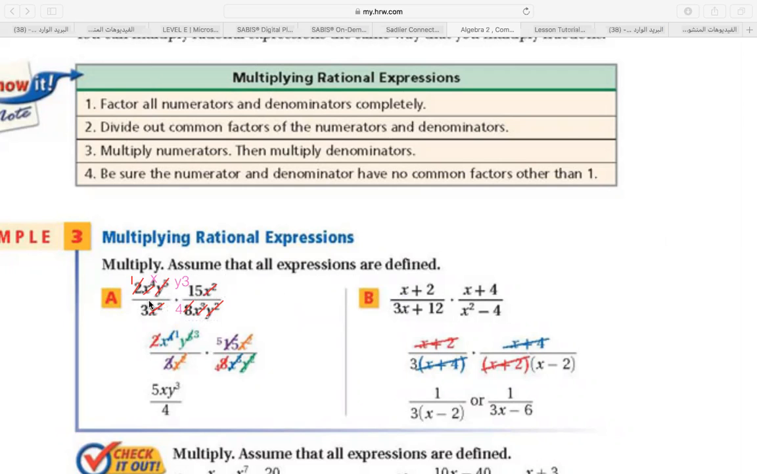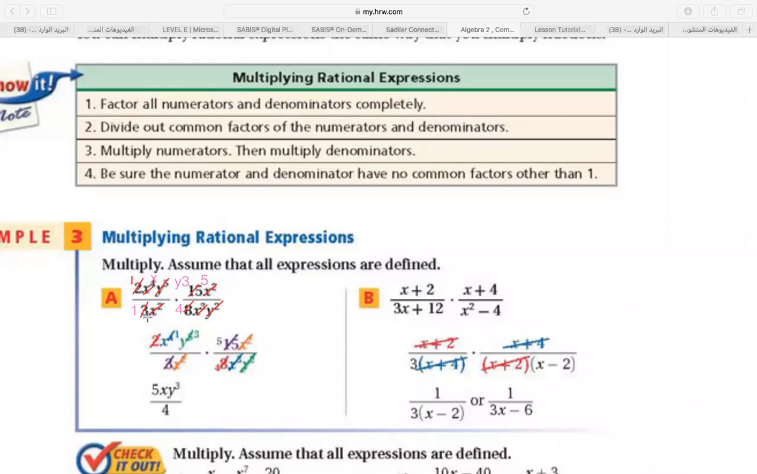Okay, 15 and 3. 15 divided by 3. Yes, I can simplify. So I'm going to cancel the 3. It will be 1. And the 5 will be 5. 15 divided by 3 is 5. And don't forget to cross so you will know the new answers.